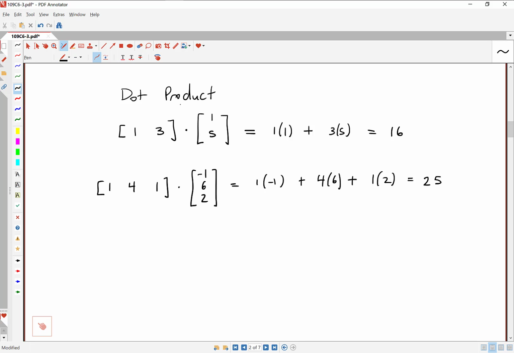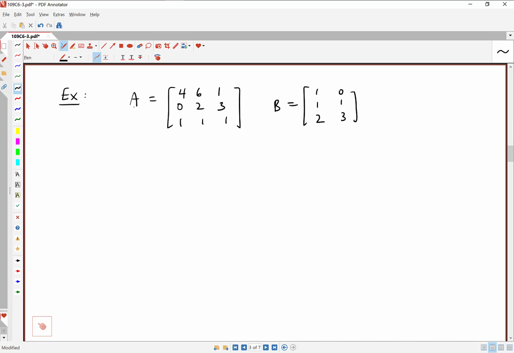So with the dot product in mind, now we can talk about how to multiply matrices. So let's say we want to multiply matrix A and matrix B together. So let's define how we calculate A times B. Well, matrix multiplication involves a whole bunch of dot products. So to help us visualize the dot products, we're going to circle the rows of the first matrix, and we're going to circle the columns of the second matrix.